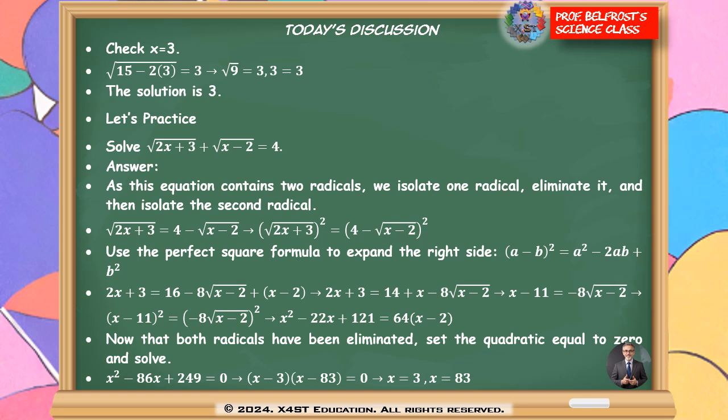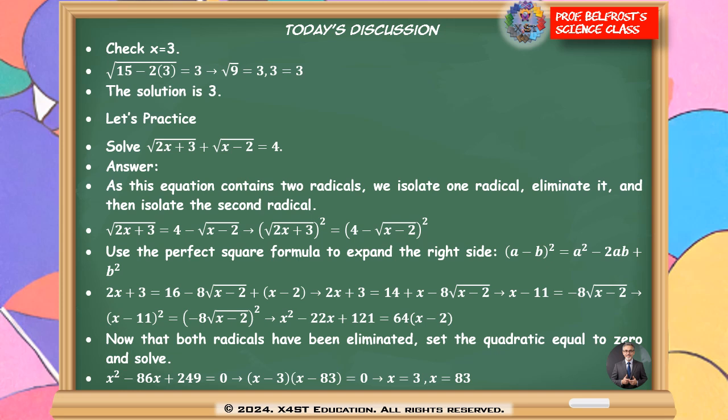Number 2: solve square root of 2x plus 3 plus square root of x minus 2 equals 4. This equation contains two radicals. To solve it, isolate one radical, eliminate it, and then isolate the second radical. How to do it? For example, we move the square root of x minus 2 to the right side. After that, we square both sides.